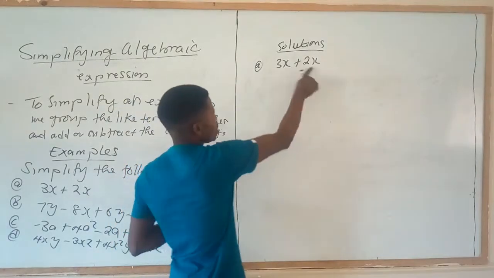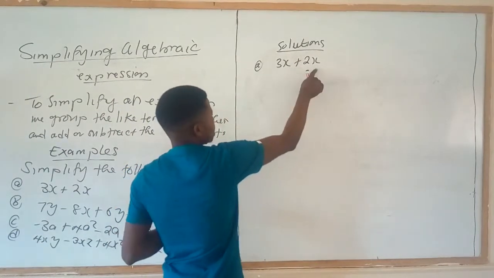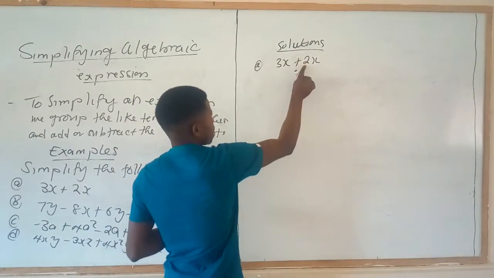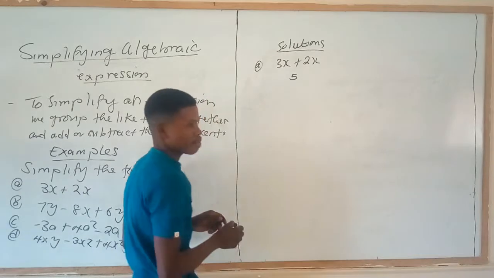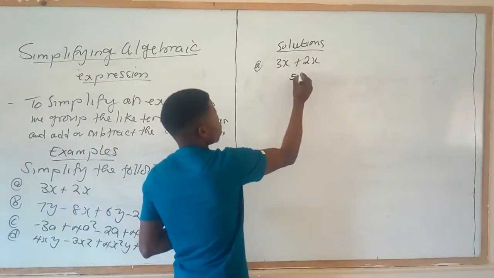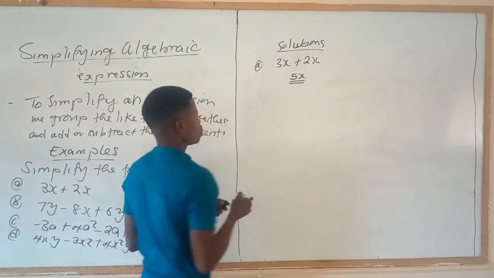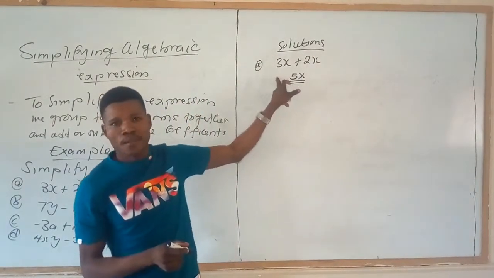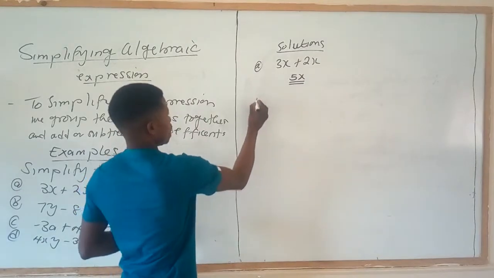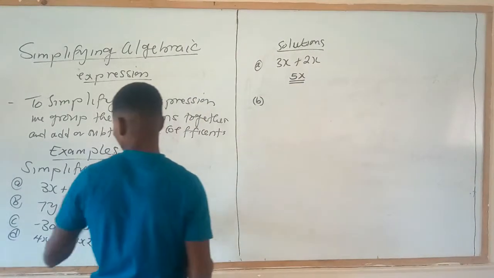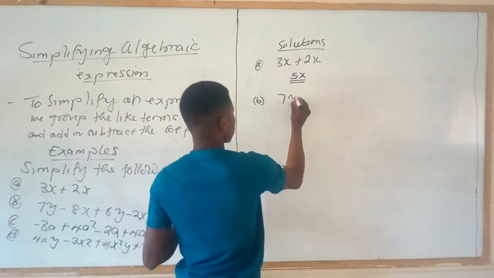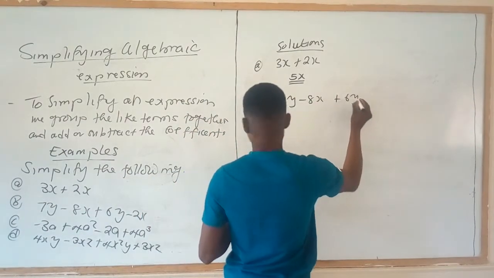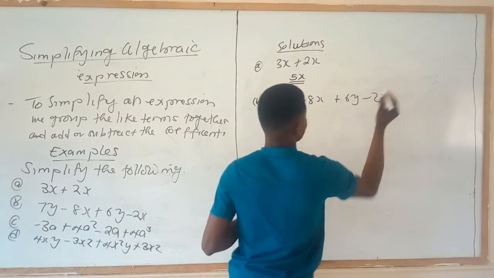Here, since they have the same variable, which is x, we add the coefficients. So we say 3 plus 2, this will give us 5. Then we pick one of the variables. In short, 3x plus 2x gives us 5x. Then part B of the question says 7y minus 8x plus 6y minus 2x.